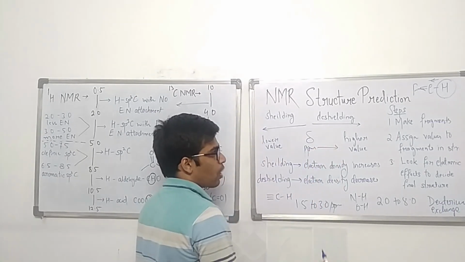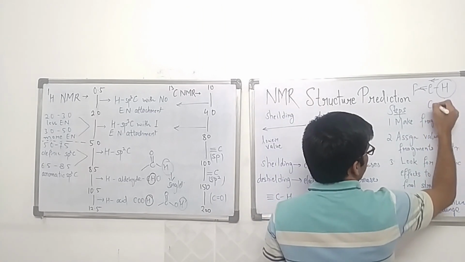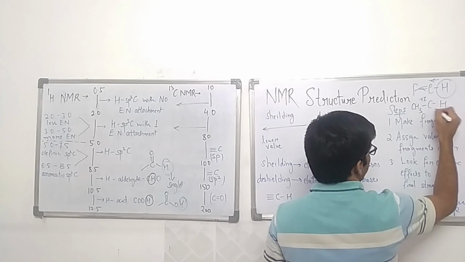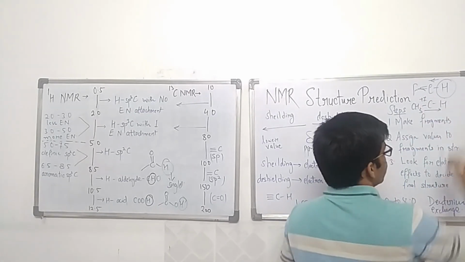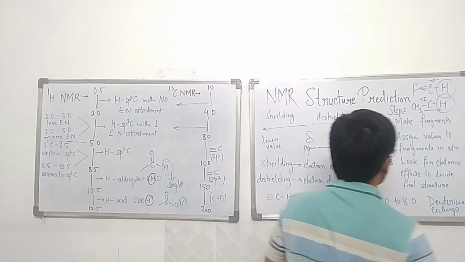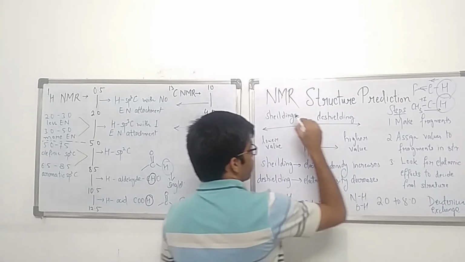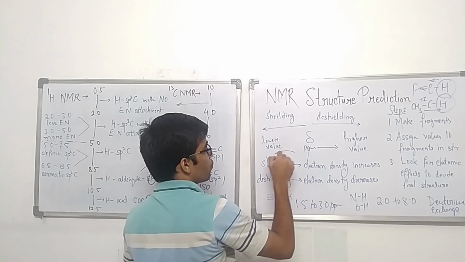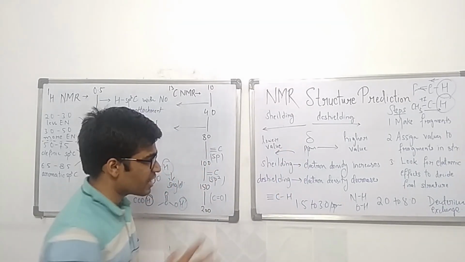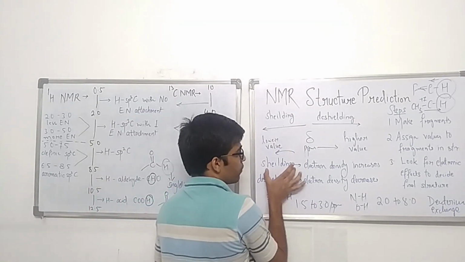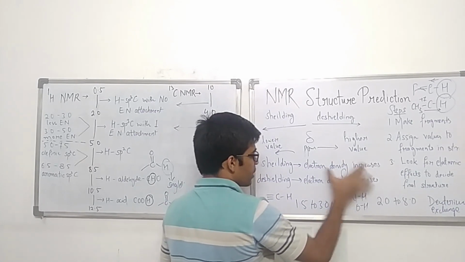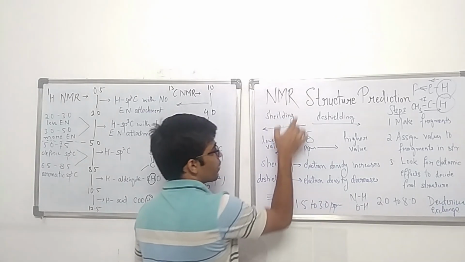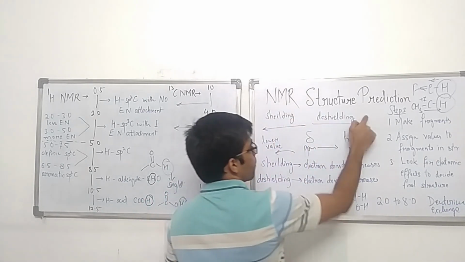But if the other way around happens, suppose instead of this you had CH3, and we know CH3 has a plus I effect, so it will push the electrons, so the electron density on the proton increases. As a result, the proton is now more shielded and its value will shift to a lower value. That's what I've written. Shielding will happen when electron density increases. De-shielding will happen when electron density decreases. And if shielding happens, the value will go to a lower value, and if de-shielding happens, the value will go to a higher value.